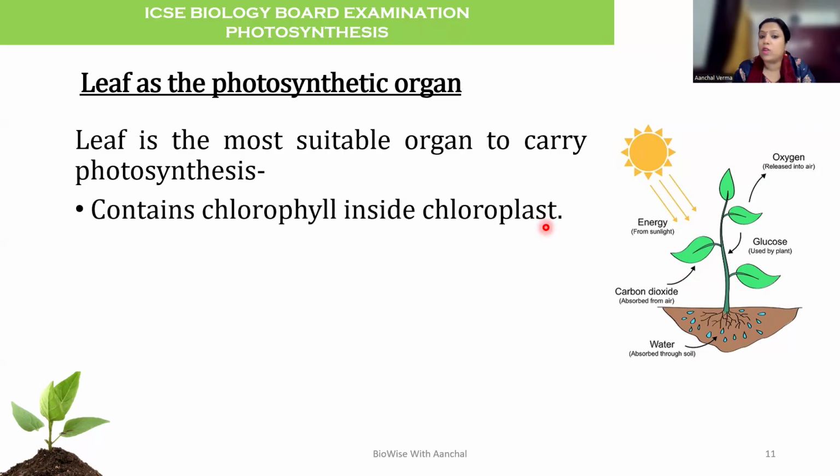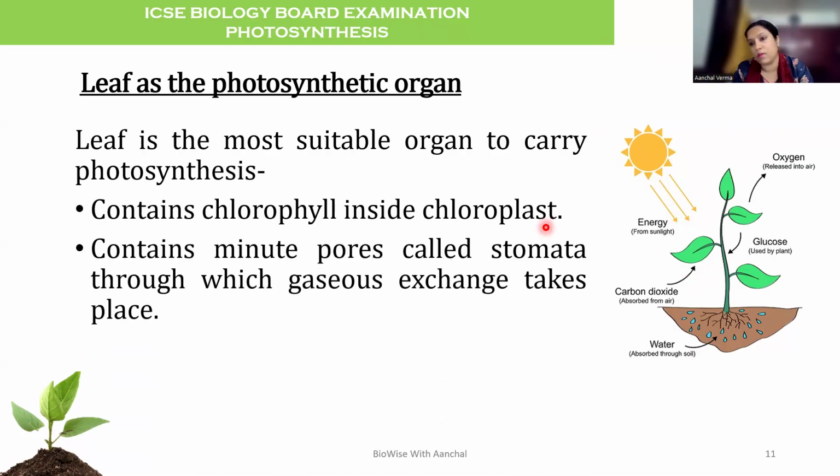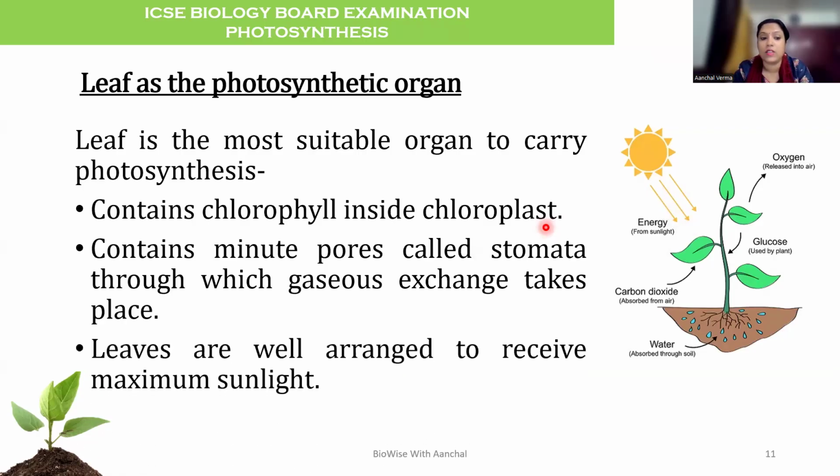Now it contains chlorophyll inside the chloroplast, that is apt for making food for the plant. It contains minute pores called stomata for gaseous exchange. And leaves are well arranged to receive maximum sunlight. Even if you see conifers or trees in colder places, you see the trees are conical. The reason for the conical tree shape is that each and every part of the plant will get enough sunlight.